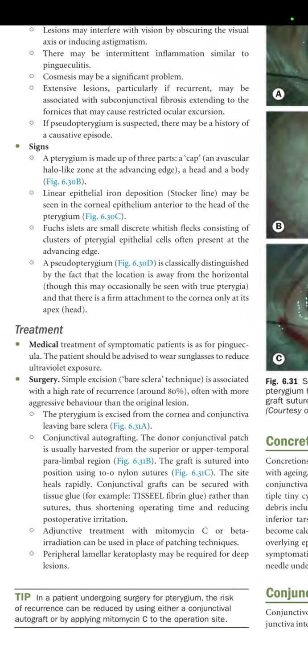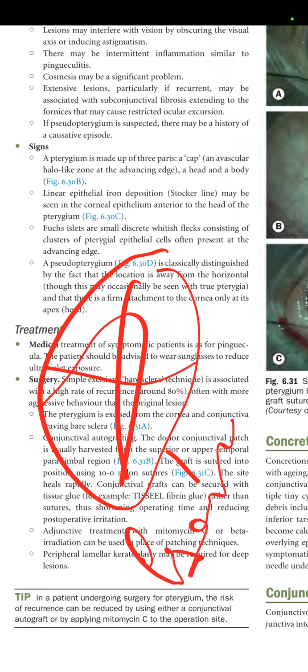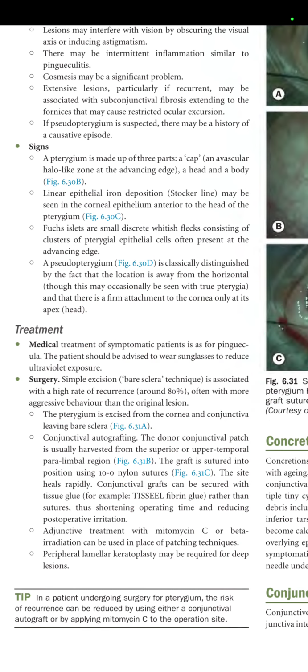In a patient undergoing surgery for pterygium, the risk of recurrence can be reduced by either using a conjunctival autograft or by applying mitomycin C to the operating site. So one of the techniques to remove the pterygium is to simply excise it and leave the bare sclera. But what is the disadvantage? This is not a technique performed by ophthalmologists because of the high recurrence rate.